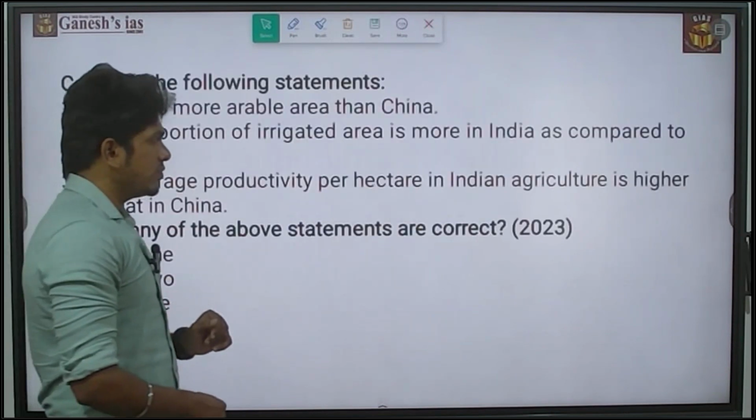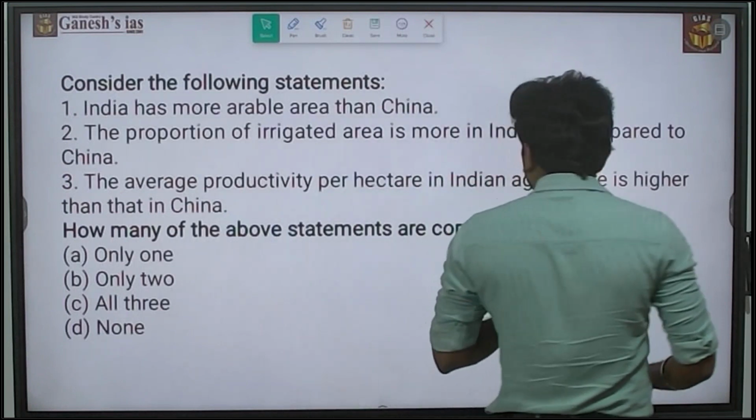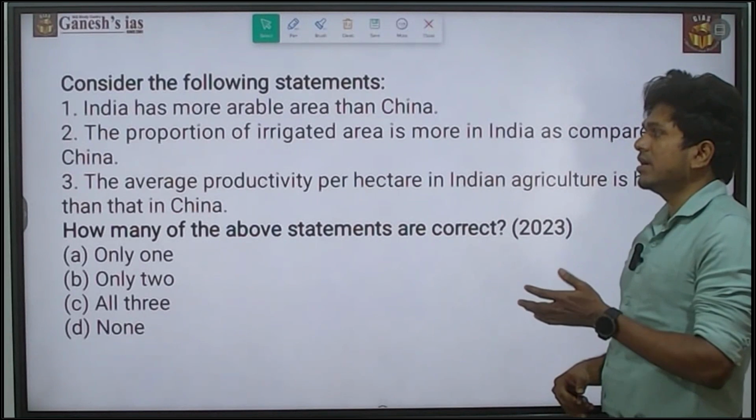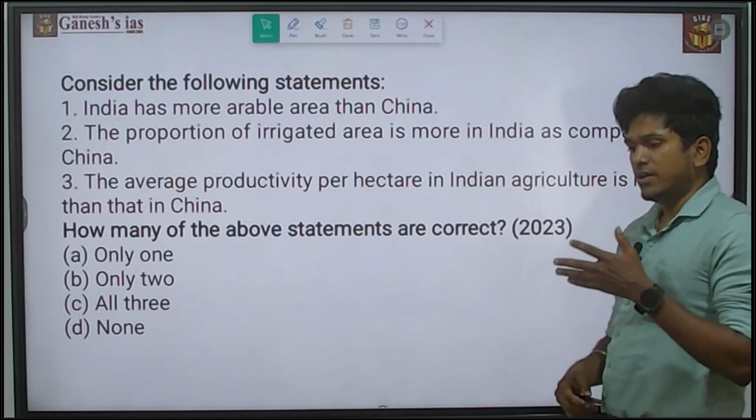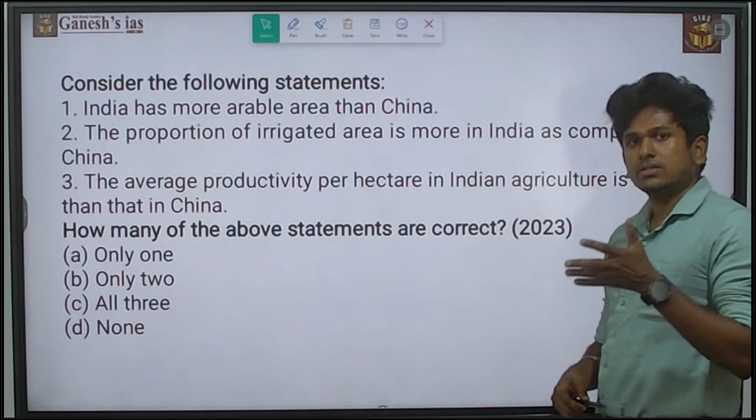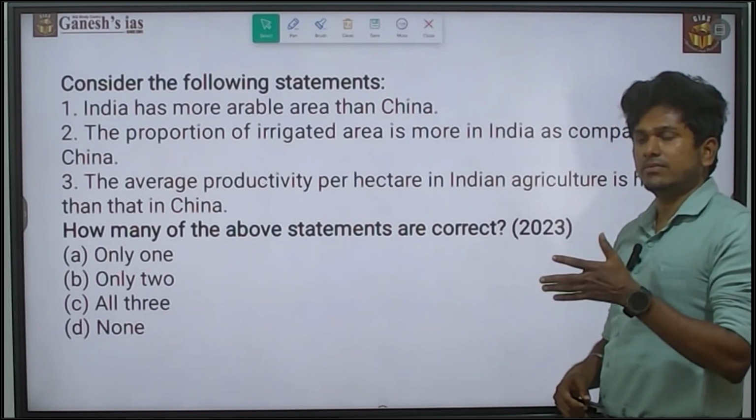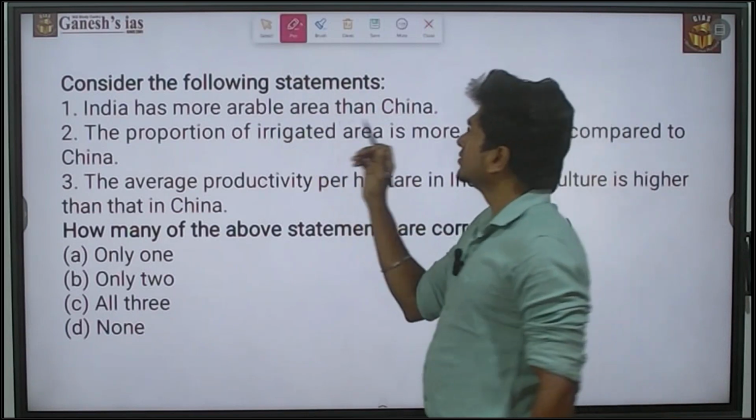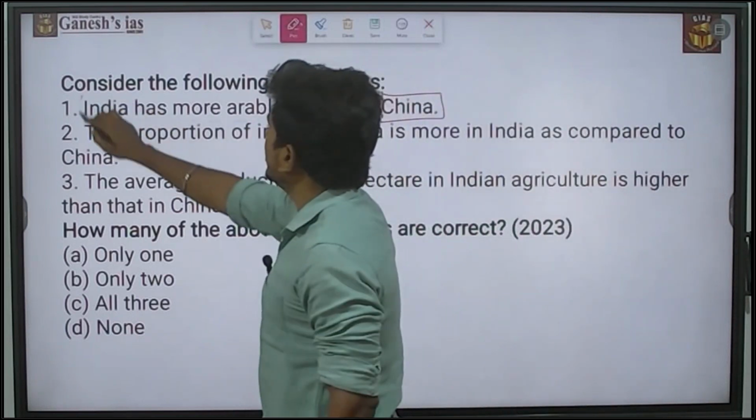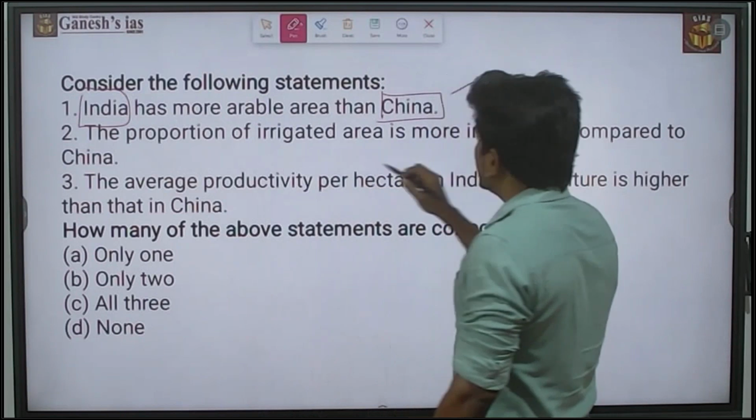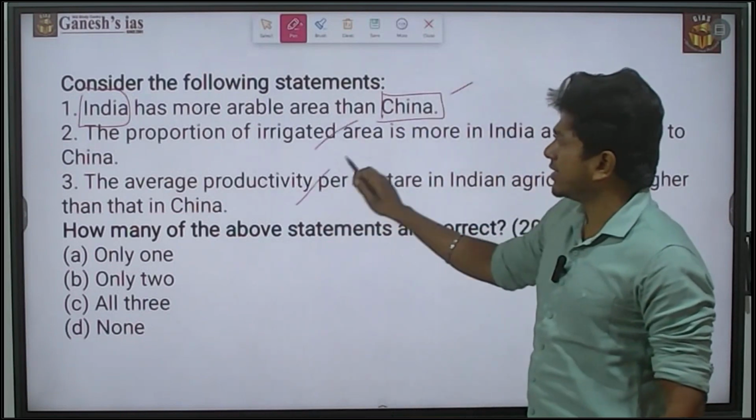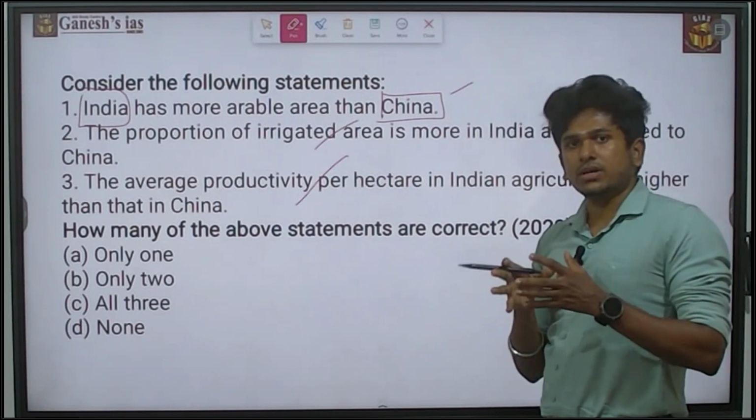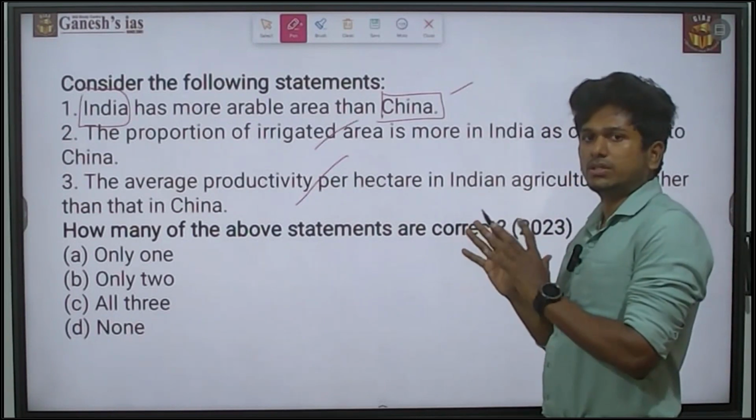Yes. This question was asked in 2023. This question is about arable land, irrigated lands, and agriculture productivity. First of all, this question is somewhat different from all other questions, because it compares China and India based on arable lands, irrigated land and agriculture productivity. This is a peculiar question asked by the UPSC in 2023.